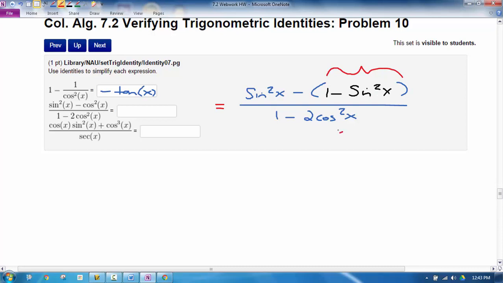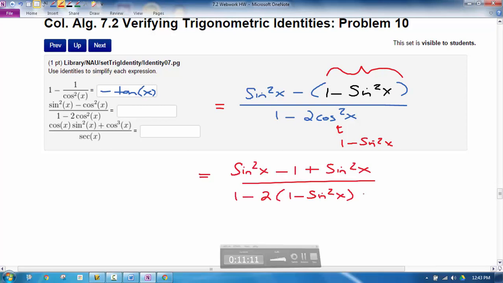And then I can also do the same thing here, replace 1 minus sine squared for that cosine. And what I get is this. If I distribute the negative sign, I get this in the numerator. And then if I plug this in right here for cosine, I get this. Now I can simplify the bottom and the top.